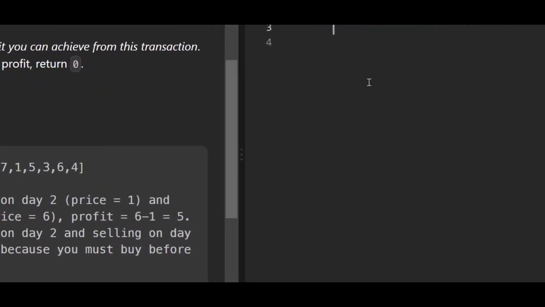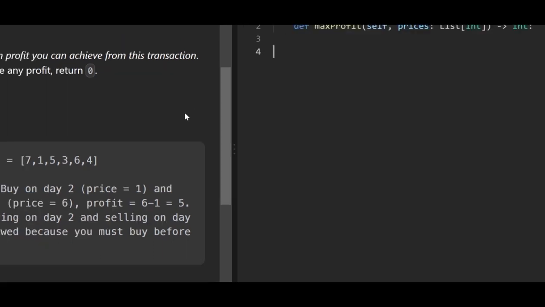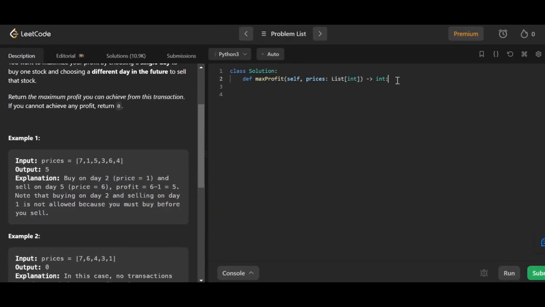Guess I'm not able to zoom. Yeah, this. So for the very first, we will be taking a variable n, so that we will not be using the length of prices, this long thing, every time.